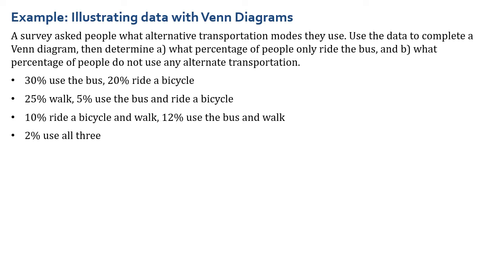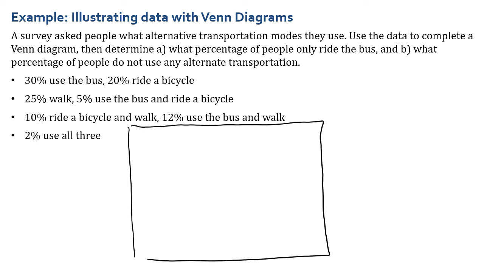So the data shows 30% use the bus, 20% ride a bike, 25% walk, 5% use the bus and ride a bike, 10% ride a bike and walk, 12% use the bus and walk, and 2% use all three. This for sure calls for a Venn diagram to organize this information a little bit better, because notice they didn't use the words only here. 30% use the bus. They didn't say only use the bus. So that means that of everyone that uses the bus, they could walk too, they could ride their bike too. When you add all those up, it's 30%.